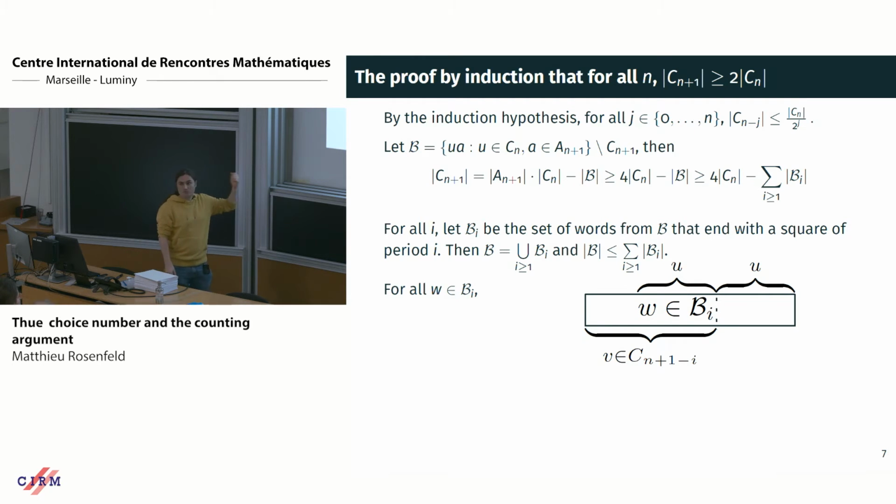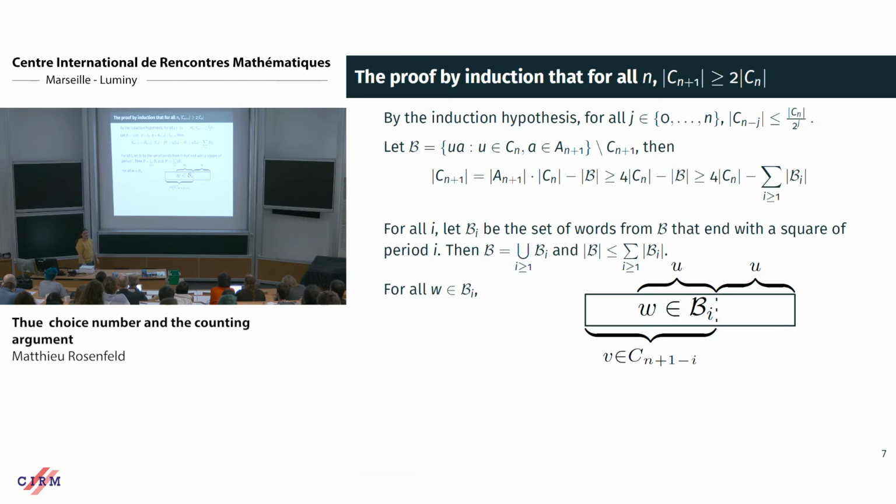Now if I have one such V, can I get back the word W? Yes, I just need to take the I last letters of V and repeat them. So basically it gives me a unique way to get back my word W from any word from Cn plus 1 minus I, which means that the size of Bi is at most the size of Cn plus 1 minus I.